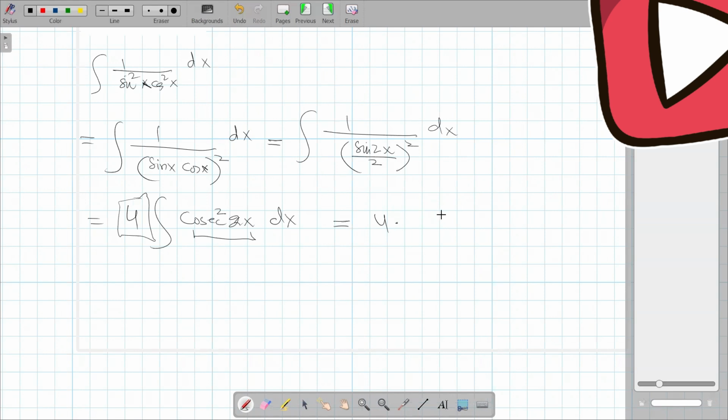Cosec square is negative cot, minus cot 2x. And we have to divide by 2 because in the argument we have 2x here. So the 2 will be cancelled and the answer is negative 2 cot 2x plus c. Done. Any questions? No, that's easy enough.